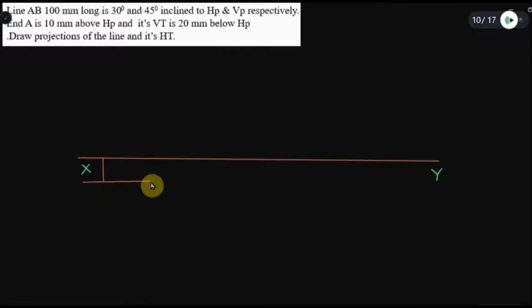So I am going to mark VT now. So VT here. At this level I have my VT, and the distance here is 20 mm below HP, that is 20 mm below XY. So VT is located now, and the projection of VT on XY is V.